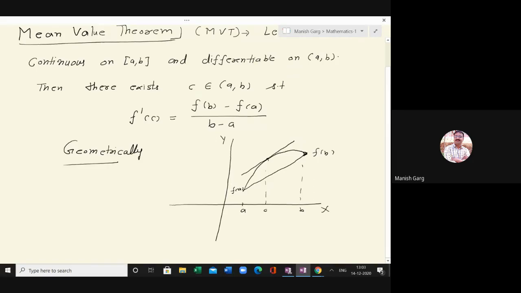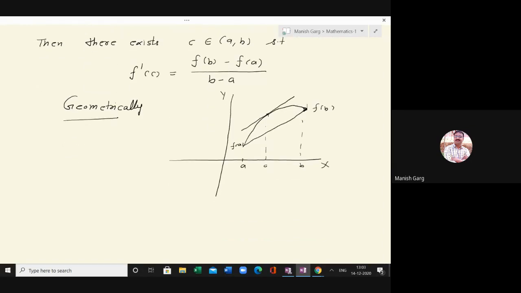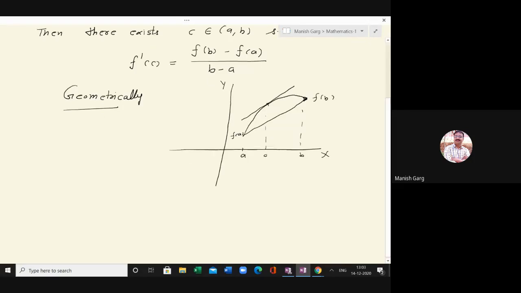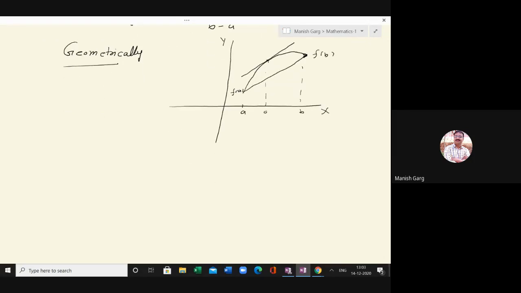This is the geometrical interpretation. In Rolle's theorem, there exists a point C. The tangent at that point will be parallel to the x-axis. Here, there exists a point at which the tangent is parallel to the chord joining FA and FB. So this is the geometrical interpretation of mean value theorem.